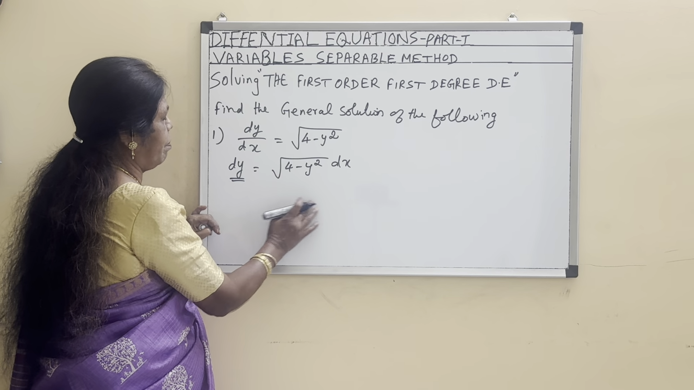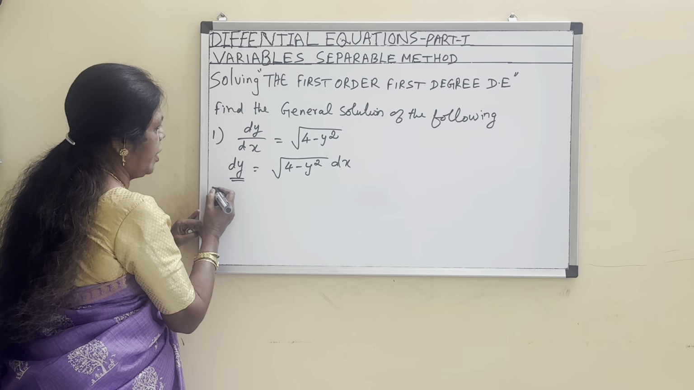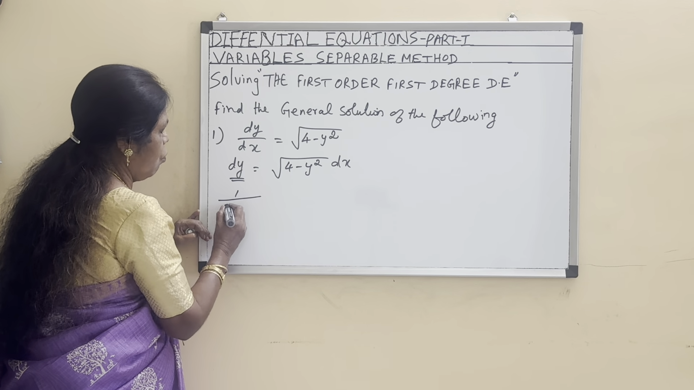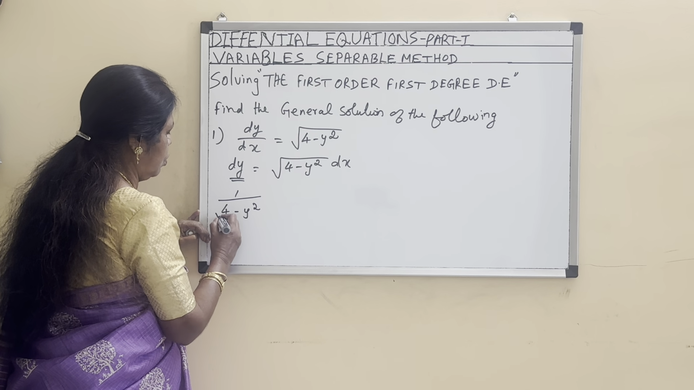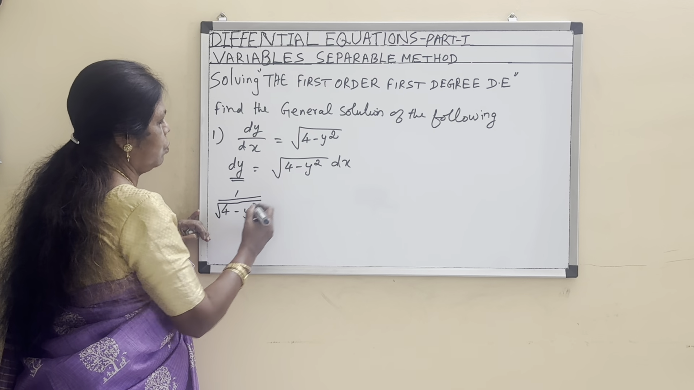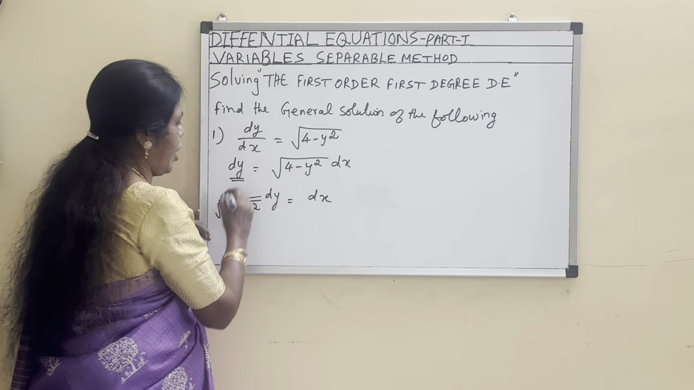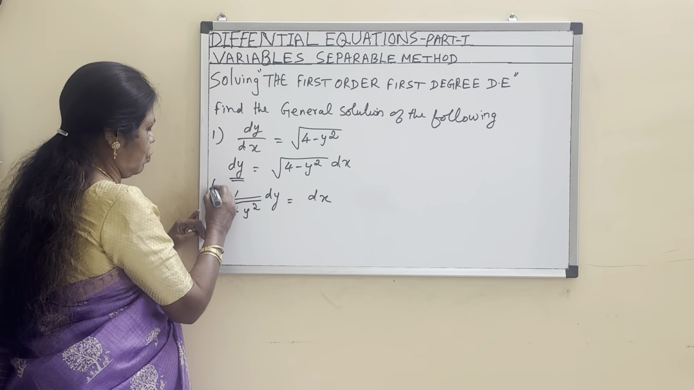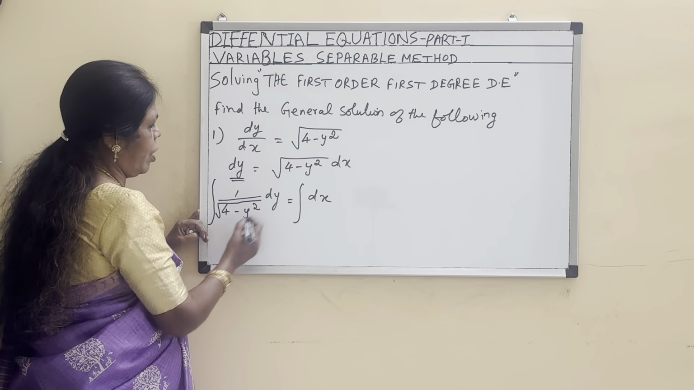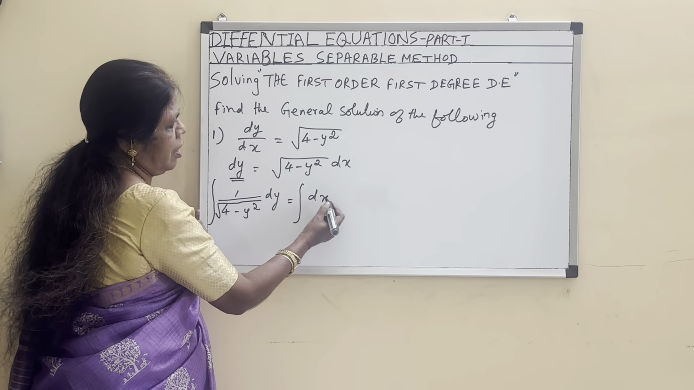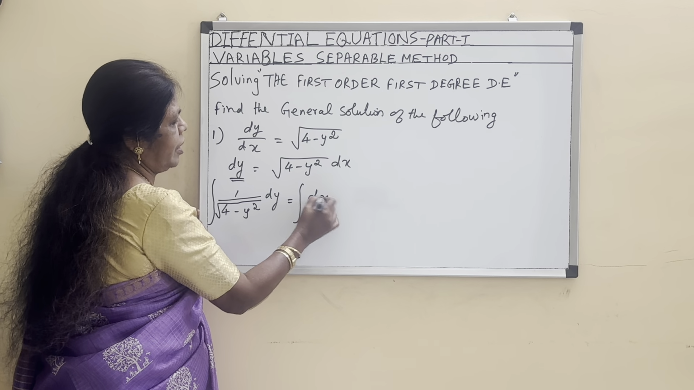Now I am going to separate y terms together. So this will be, I am bringing it here, 1 by root of 4 minus y square into dy equal to dx. Now I have separated the variables. So now I have to integrate it. Where we have dy we have got all y terms, and where we have dx, there are no y terms other than dx.